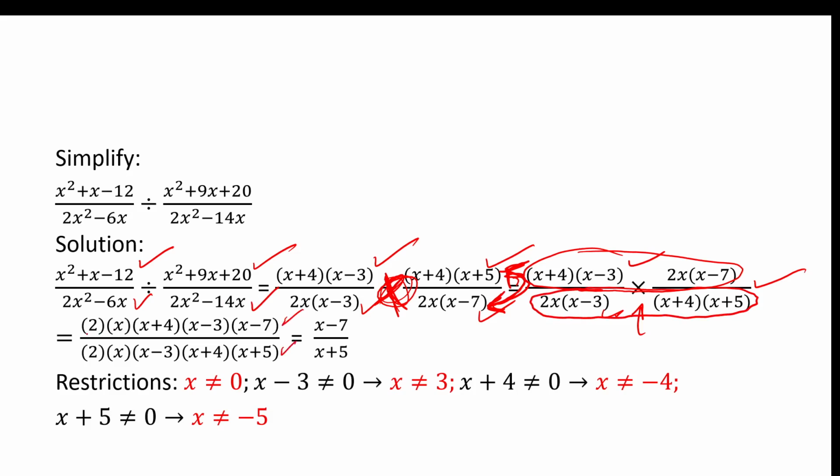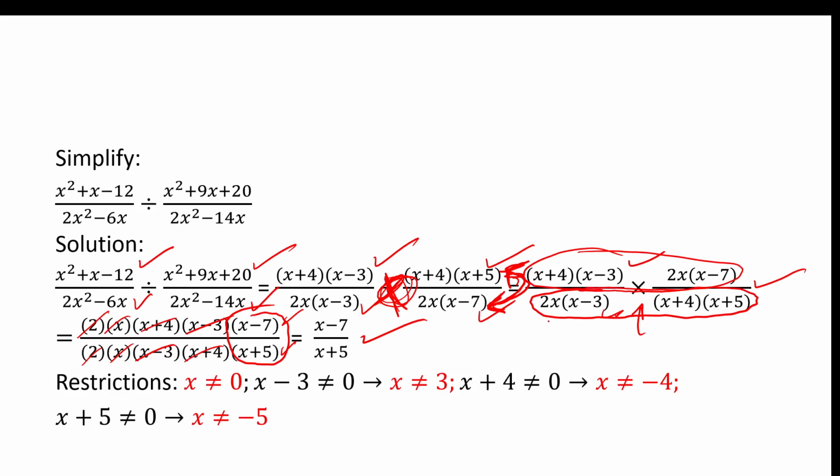Now since we've changed it to a multiplication, we're allowed to push them together, and we have a long rational expression as shown. We cross out factors of 2, cross out factors of x, cross out a factor of x plus 4 with a factor of x plus 4, cross out a factor of x minus 3 with a factor of x minus 3, and we're left with a factor of x minus 7 over a factor of x plus 5.